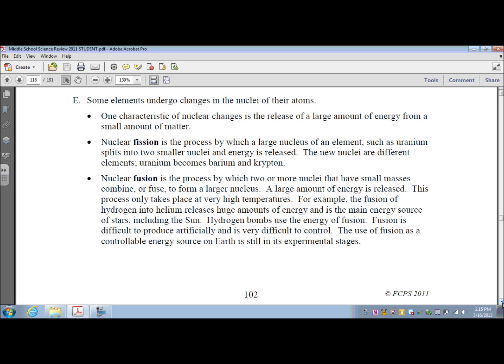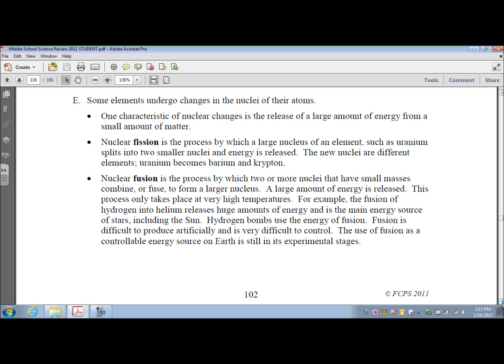Uranium becomes barium and krypton. Nuclear fusion is the process by which two or more nuclei that have small masses combine or fuse to form a larger nucleus. A large amount of energy is released when this is done. This process takes place at very high temperatures.